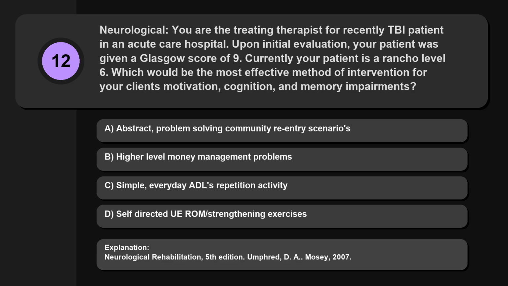Source: Neurological Rehabilitation, 5th edition, Umphred, D. A. Mosey, 2007.